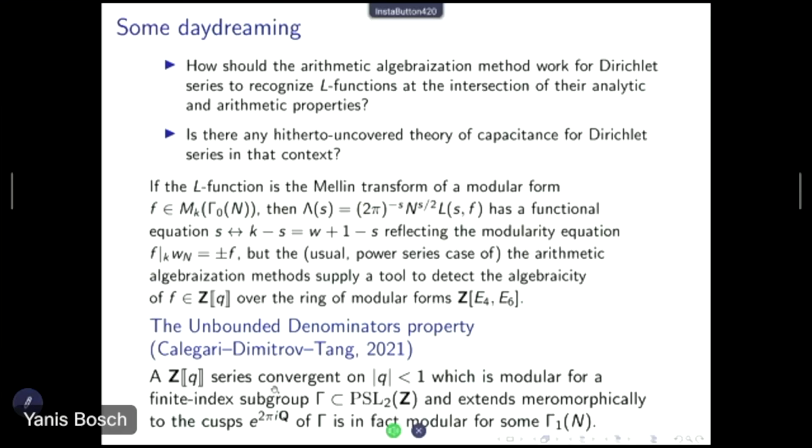series, which is a modular form for a finite index subgroup, but also has integer coefficients, and it extends through the cusps of the group. In fact, it's a modular form for some Gamma(N), but actually assumed, sorry, I should really write, for the congruence closure of Gamma.